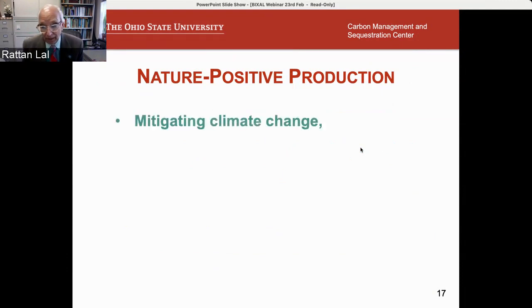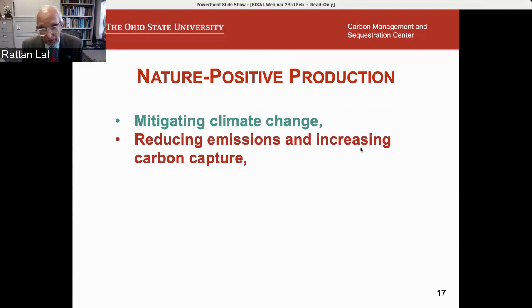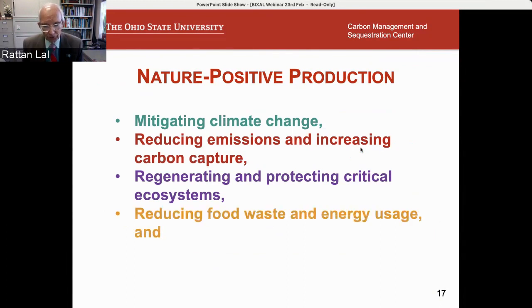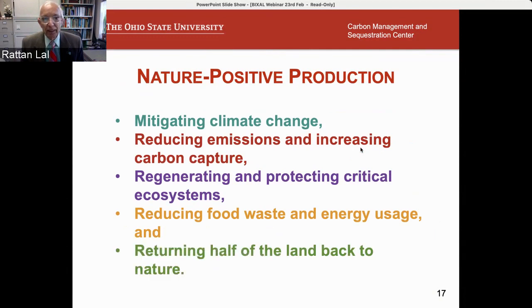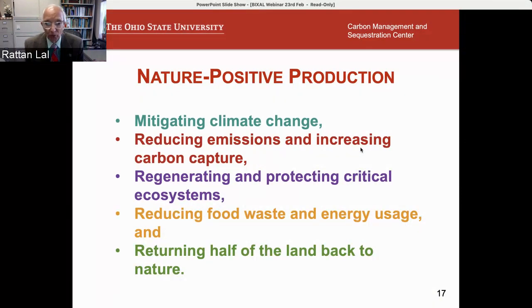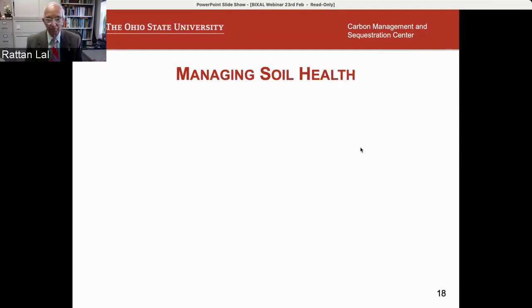It must mitigate climate change. It must reduce emissions and increase carbon capture. It must regenerate and protect critical ecosystems. It must reduce food waste and energy uses. And we must return half of the agricultural land back to nature sometime by the end of this century or soon thereafter. We cannot keep taking more and more from nature.